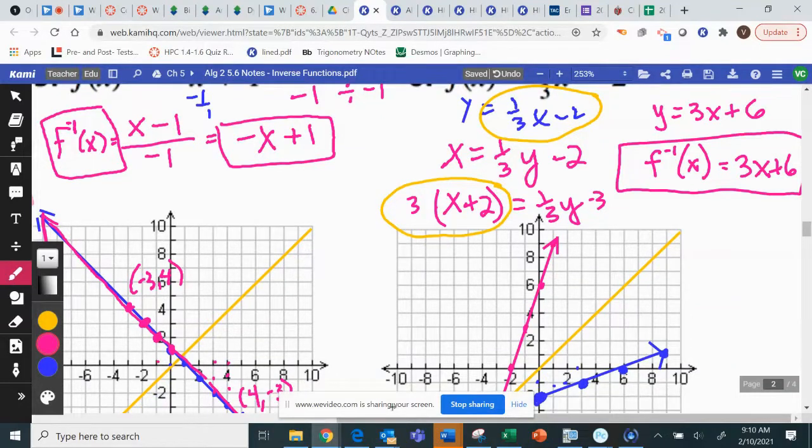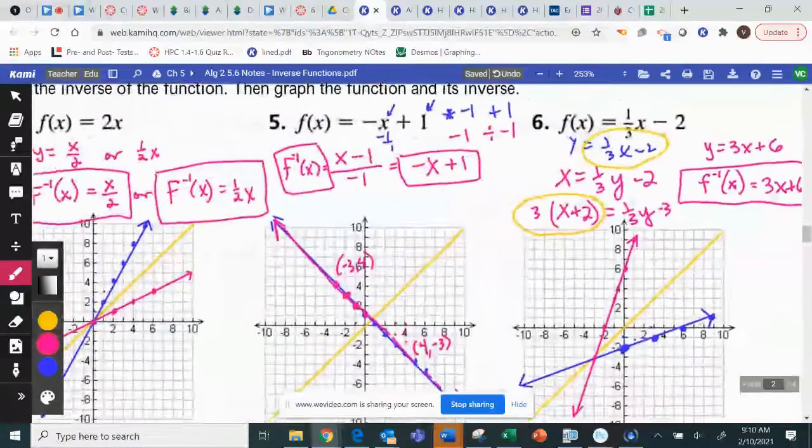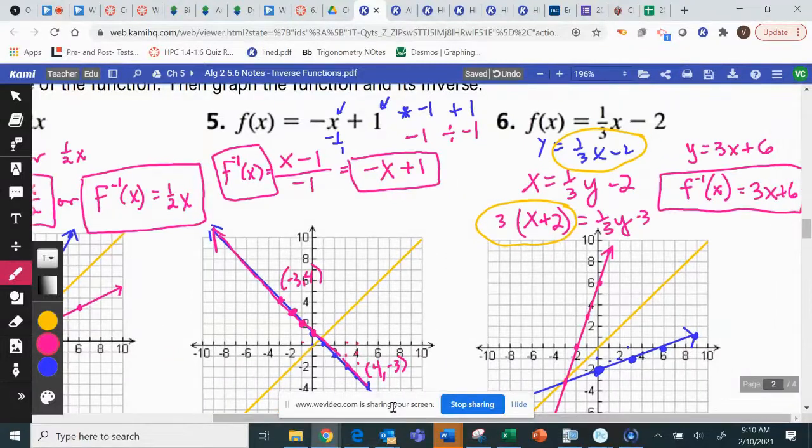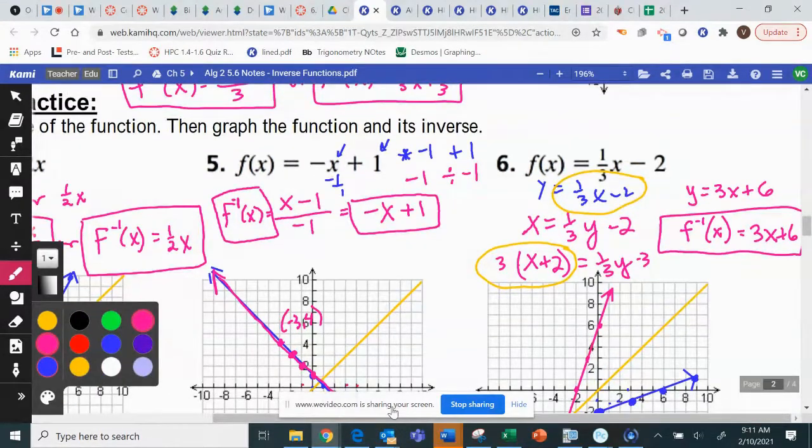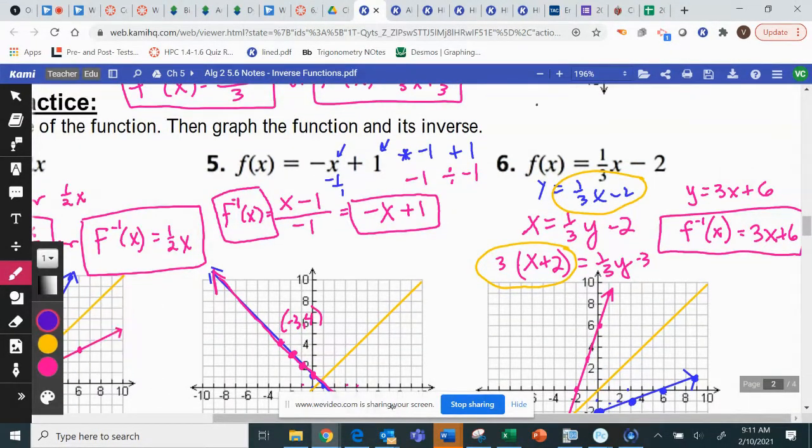Of the original? 1/3. Of the blue one? 1/3. How do we find the slope, Sophie, for number 6? So it's the m value. It's the number that's multiplied by x. That's our slope. And then the b value is the y-intercept.